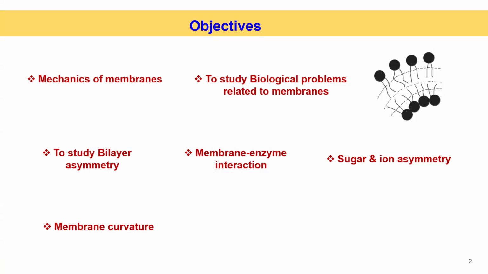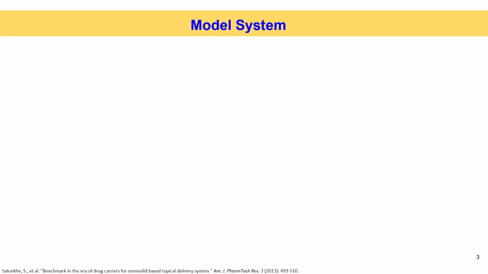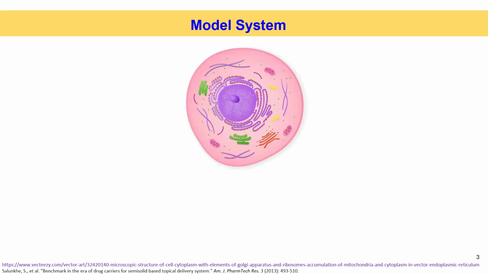So let's move on. Now I am talking about our model system, or we can also say artificial cells. In our lab, we prepare these artificial cells from a bottom up approach. This is the typical cell which we are seeing on the screen. In the cell, this outer layer is the membrane, that is the plasma membrane. Not only the cell, but most of the compartments of the cell, like nucleus, Golgi apparatus, mitochondria, have their own individual membranes.